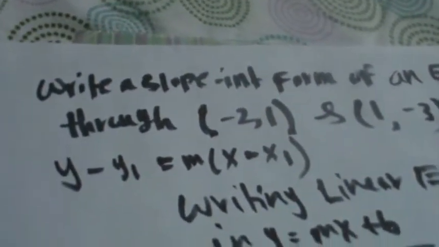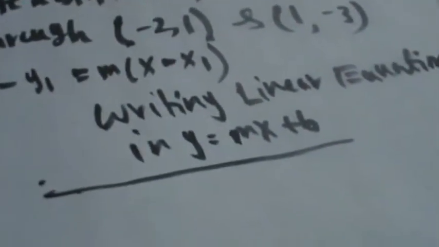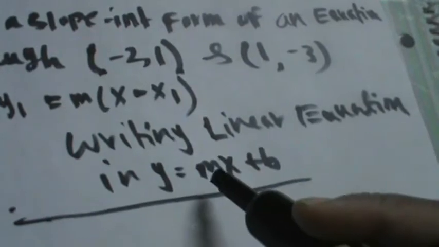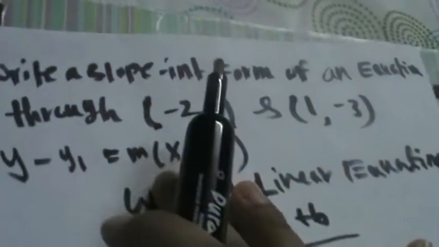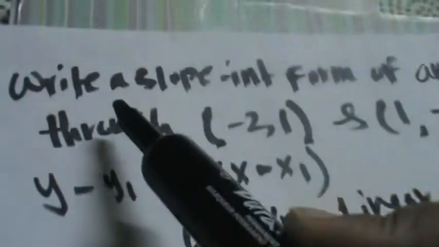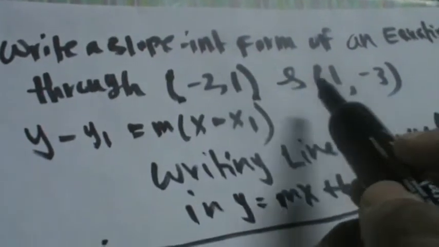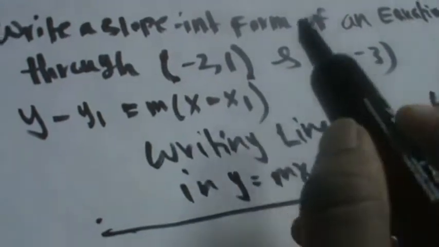Okay, so we're going to do some review on what we're doing in class, which is writing linear equations in y equals mx plus b format, where m is your slope and b is your y-intercept. So here's the question. Write a slope-intercept form. This is your slope-intercept form of an equation. So they want you to write an equation through (-2, 1) and (1, -3).